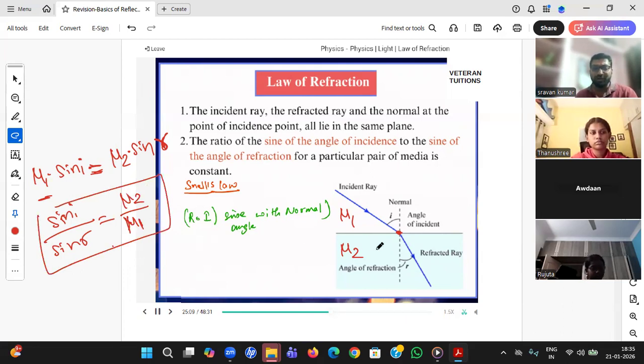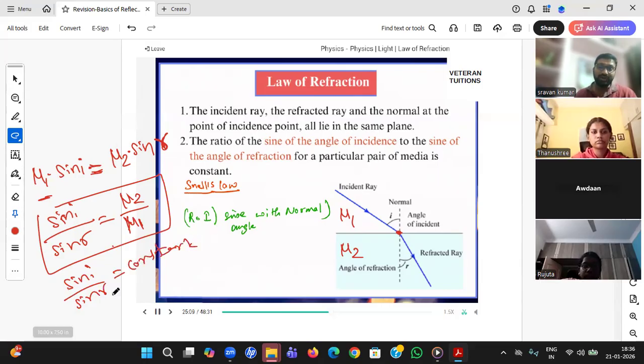Mu2, if you are taking diamond, 2.42 is fixed. If you take mu1 air, 1 is fixed. 2.42 by 1 is always a constant. You can't change mu2 and mu1 values for one particular medium. So that's the reason sin I by sin R equals a constant.